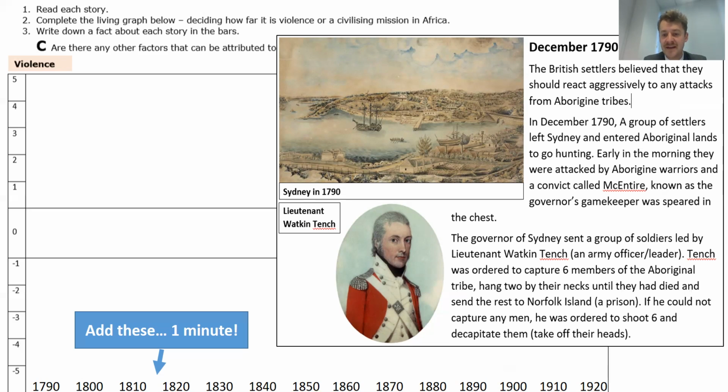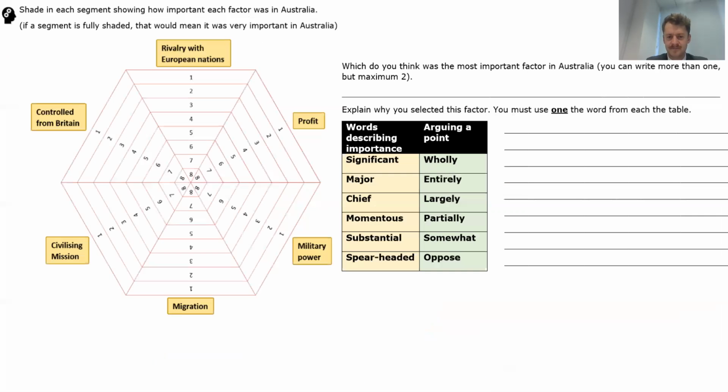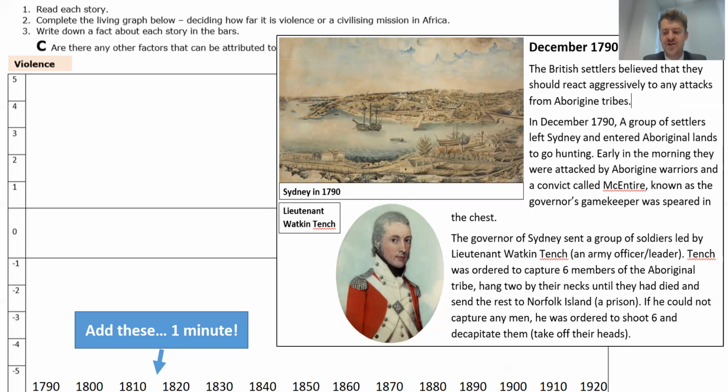I want you to be spending about the next 15 minutes going through this and having a go at adding as many different stories from all of the stories I've given you to your living graph. Remember to look at the date and to make sure you use that for the columns going up. And then you need to decide, well, was it violent or did it make their lives better? If we just pause the video there, you start to work through that for me.